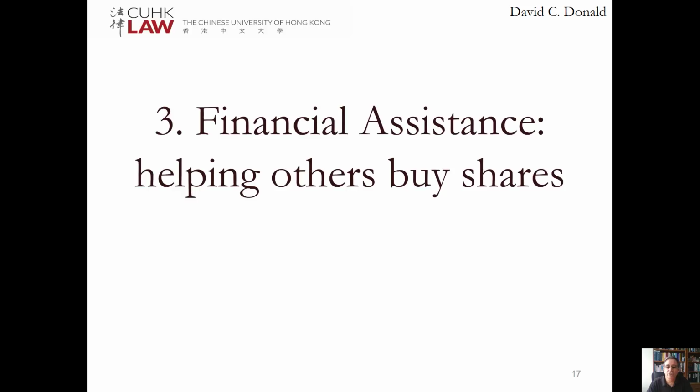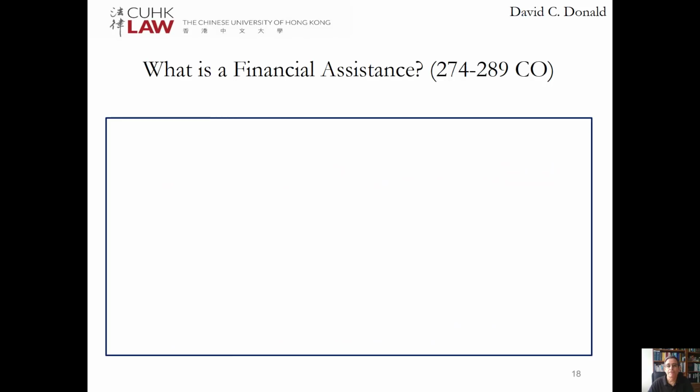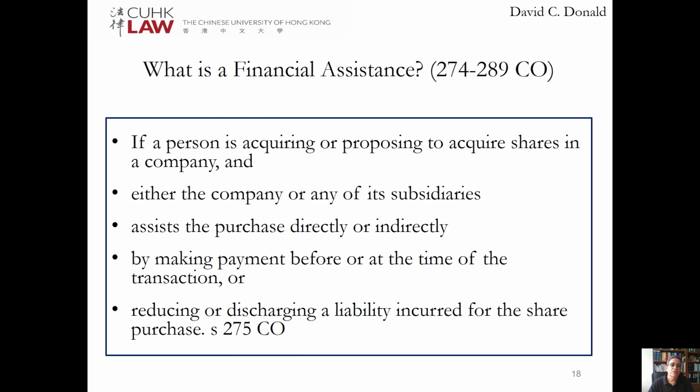Financial assistance is the second to the last transaction we'll be looking at today. And a financial assistance is essentially a transfer from the company to a purchaser of the company's shares in connection with the purchase of those shares. So when we look at the law, we see that if a person is acquiring or proposing to acquire shares in a company, and either the company or any of its subsidiaries, here control is important, assists the purchase directly or indirectly by making a payment before or at the time of the transaction, or reducing or discharging a liability incurred after the transaction, then we have the possibility of financial assistance.